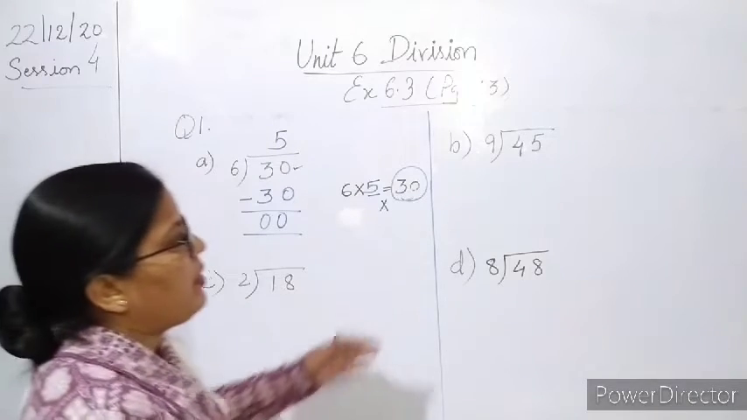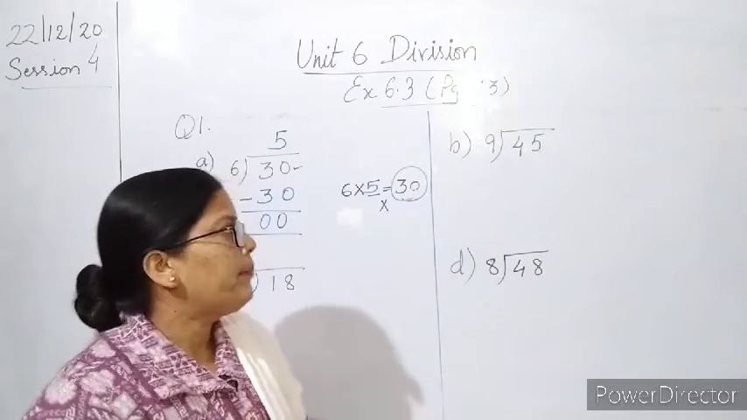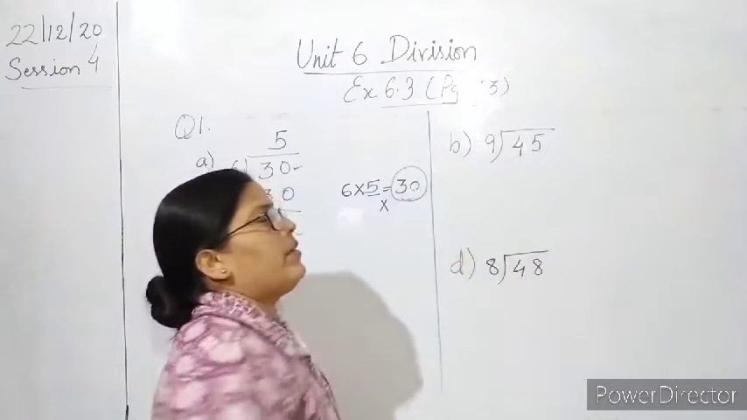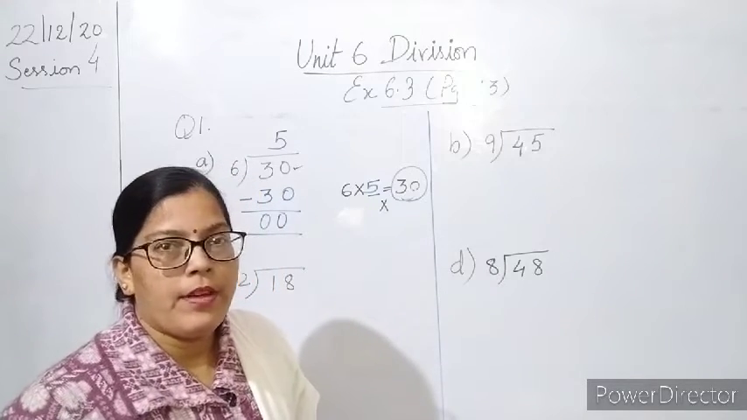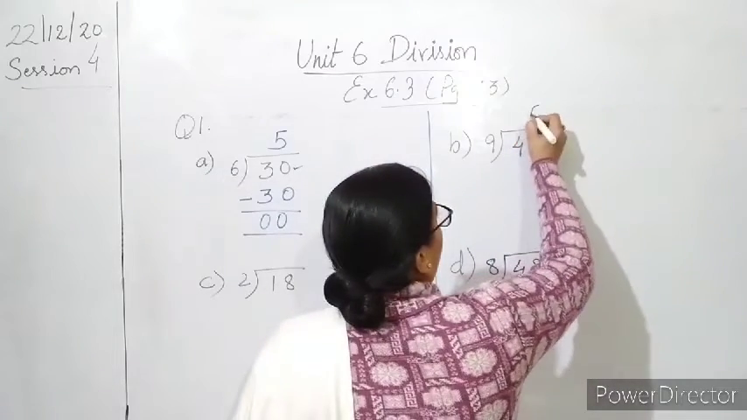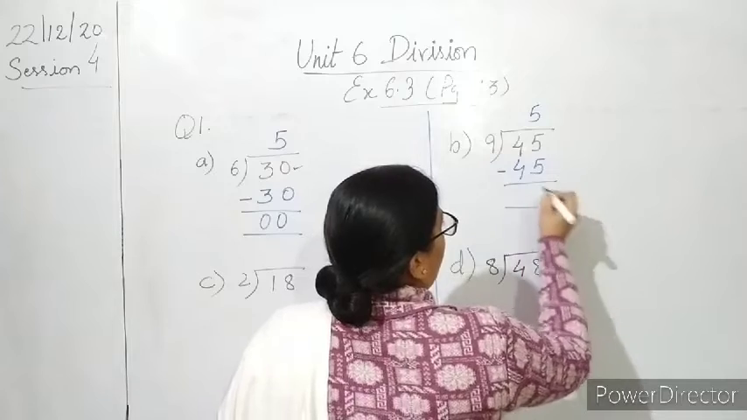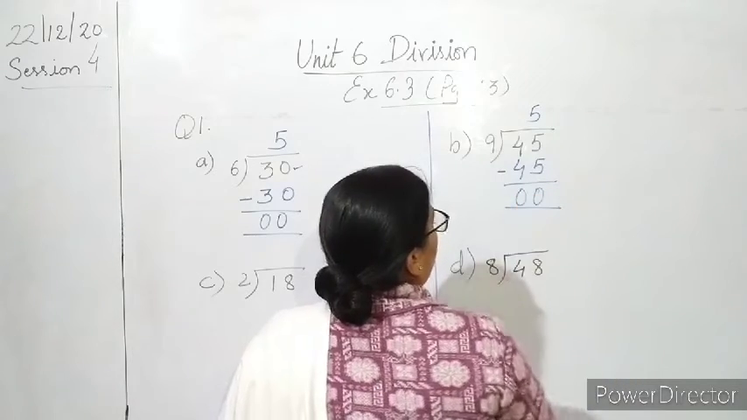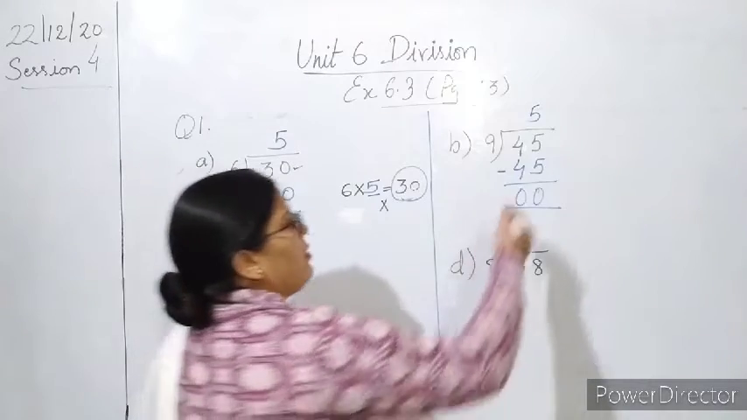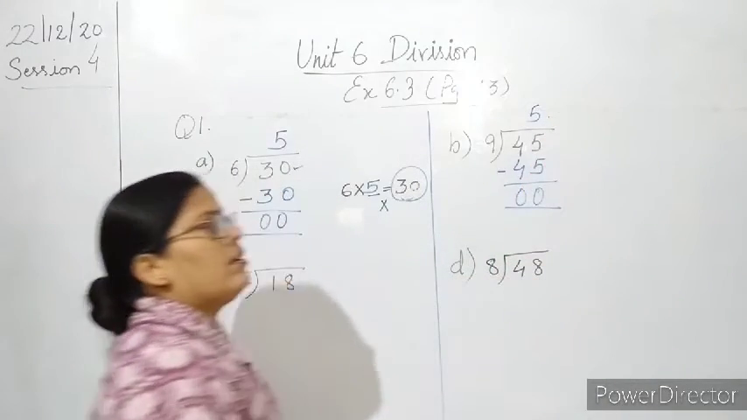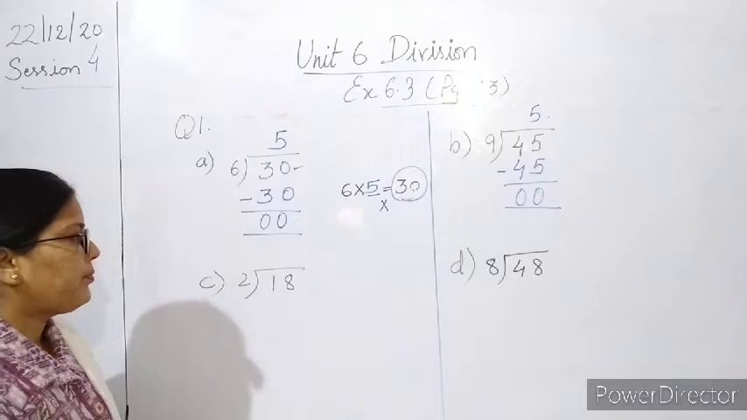Now question B is 45 divided by 9, the same example which I had taken here. By how many times can we divide 45 by 9? 9 fives are 45. So write 5 at the top and subtract 45 from the dividend, that is 45. 45 minus 45 is 0. So what is the quotient? What is your answer? 5. 5 is your answer, which you get after dividing the numbers.